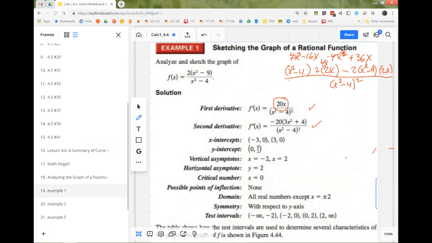Notice, when will the first derivative be 0? You can see on top when x is 0, right? The only time a fraction is equal to 0 is when the numerator is, and that's going to be when x is 0. So 0 is a critical number. And on the bottom, we've got a problem when x is what, 2 or negative 2? Because when x is 2 or negative 2, that's going to create an undefined derivative. So you see how that's pointed out here. And here's the critical number.